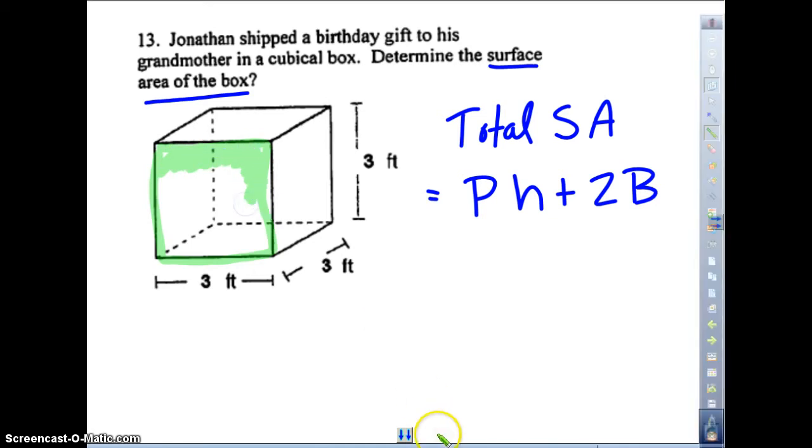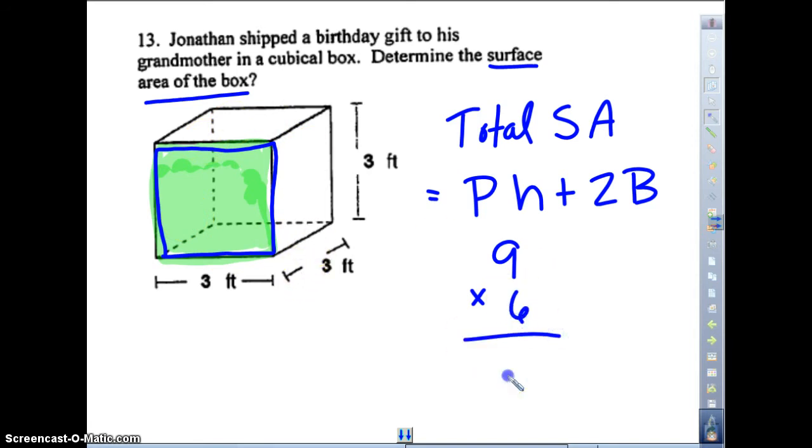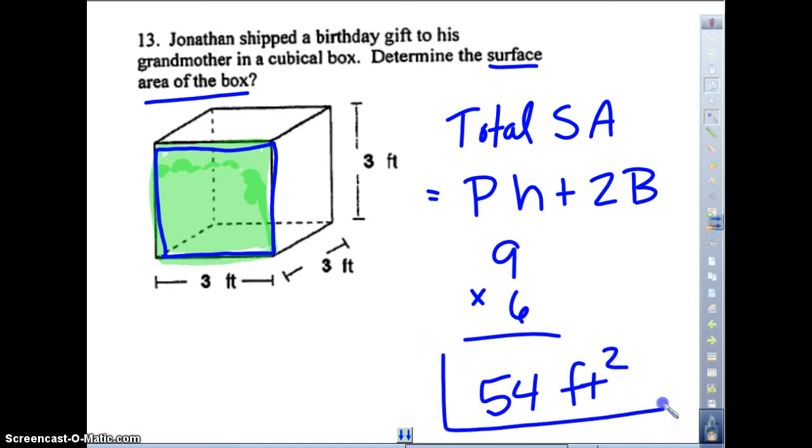Since it's a cube, all of the surfaces have the same size. So let's calculate the area of one of the faces and then multiply by 6. Well, this is 3 by 3. So this front face has an area of what? 3 times 3, 9. 9 times how many identical faces on a cube? 6. 9 times 6 is 54 feet squared. Is that in your answer bank? Super.